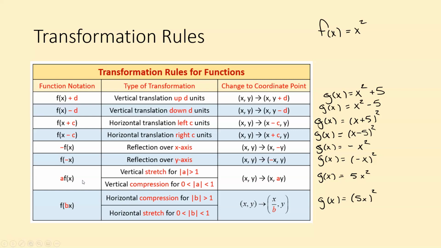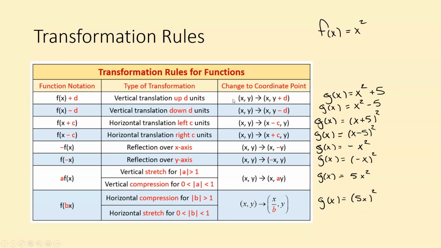And then here, multiplied by an integer outside of the function is a vertical stretch. That's if the value is greater than 1. If it's a fraction between 0 and 1, that's vertical compression, so it's shrinking vertically. And then if you're multiplying by a value inside the function like this, if it's greater than 1, that's horizontal compression. And if it is a fraction between 0 and 1, that is horizontal stretch.